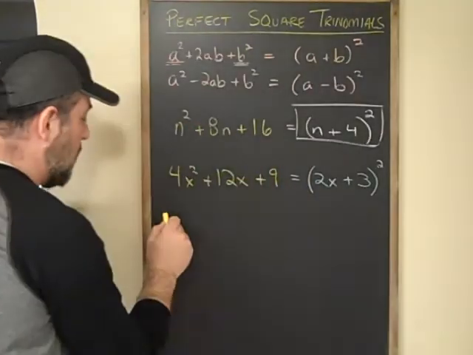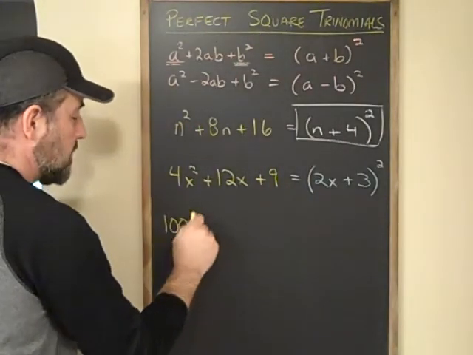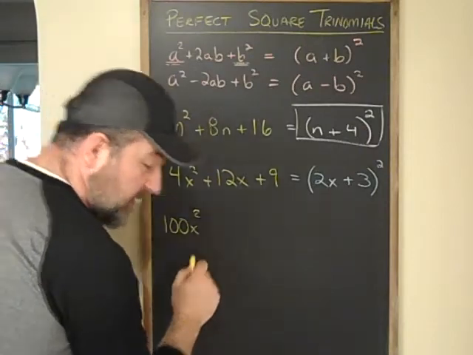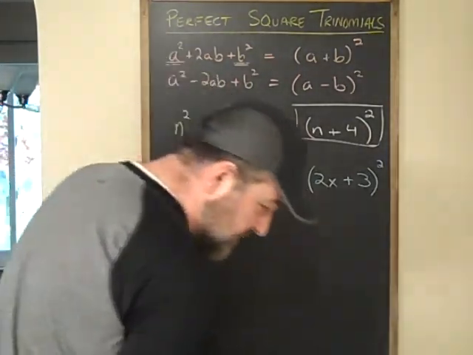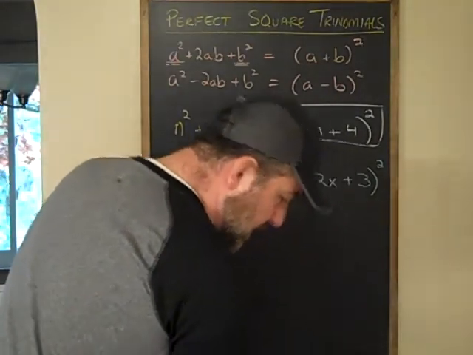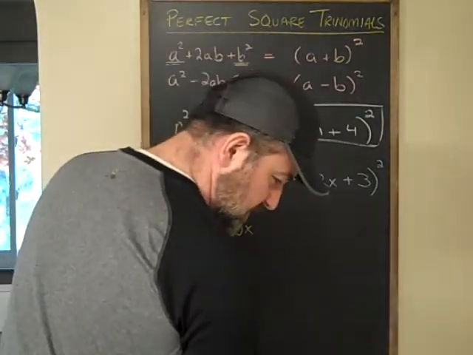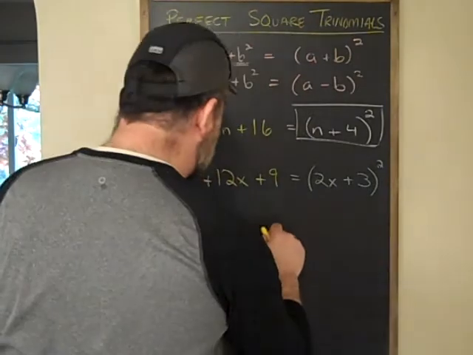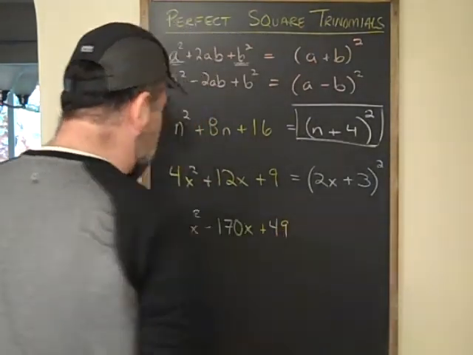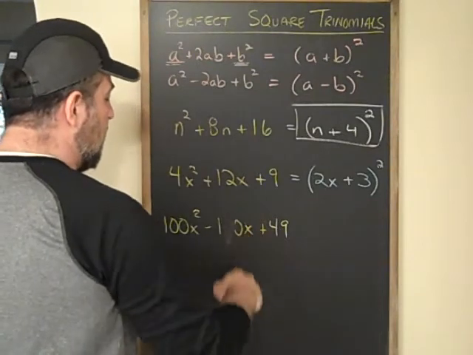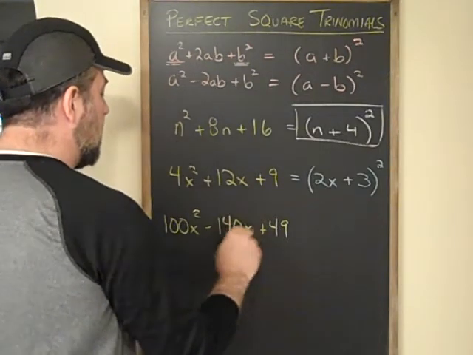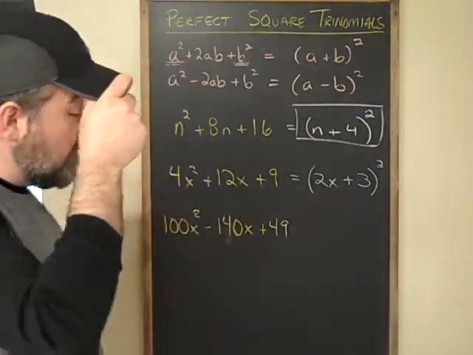We have 100x squared minus 140x plus 49. I originally said 170x, but I think that should be 140x. Alright, so let's take a look here.